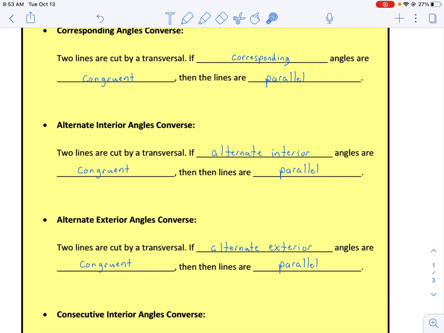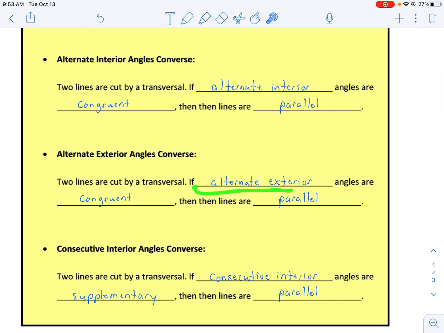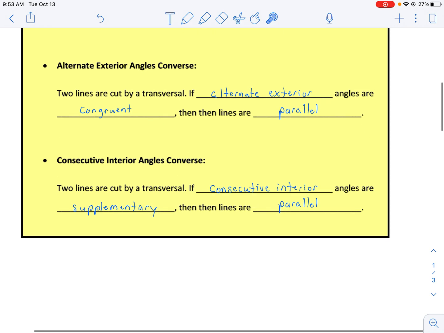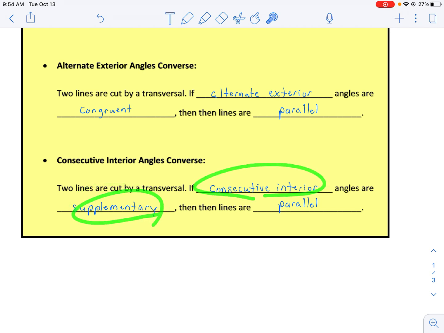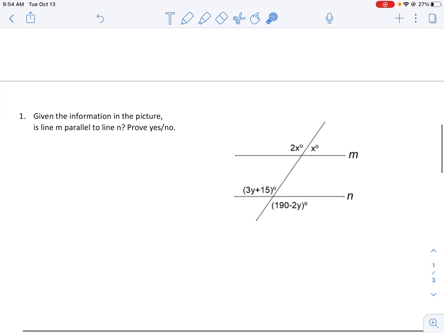Same thing here. We have two lines cut by a transversal. If alternate interior angles are congruent, then we know that the two lines are parallel. So we're just going to show that angles are congruent, either corresponding angles are congruent, alternate interior angles are congruent. Here we have alternate exterior angles are congruent. So if we can show that alternate exterior angles are congruent, then we know that the two lines are parallel. And then the last one is consecutive interior angles, or same side interior angles, are supplementary. So if we can show that same side interior angles add up to 180 degrees, then we also know that the lines are parallel.